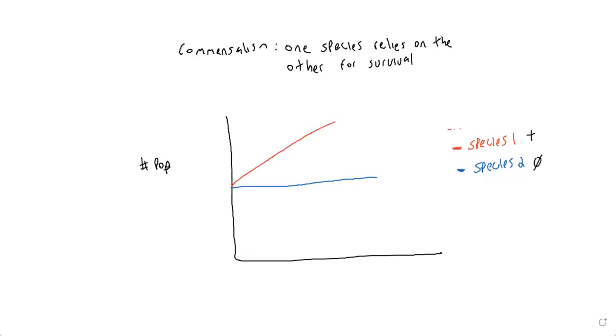So if we're going to do species one alone, it's going to decrease in numbers significantly because it doesn't have a food source. And species two alone, guess what? It's not going to be affected at all. So I'm not going to bother to draw the line.